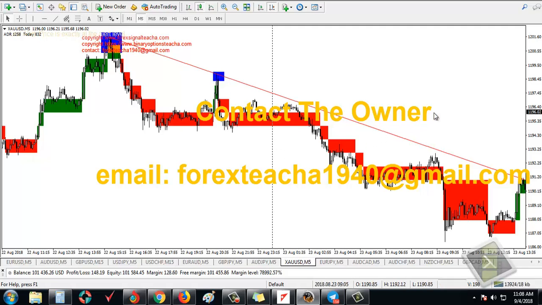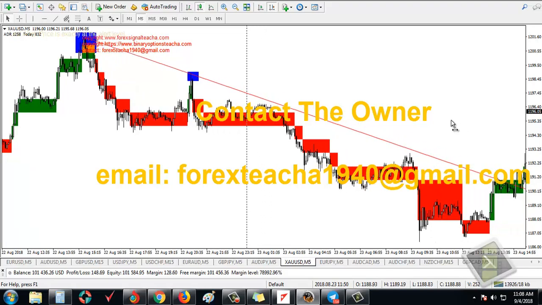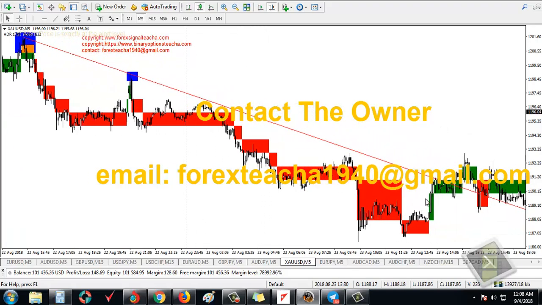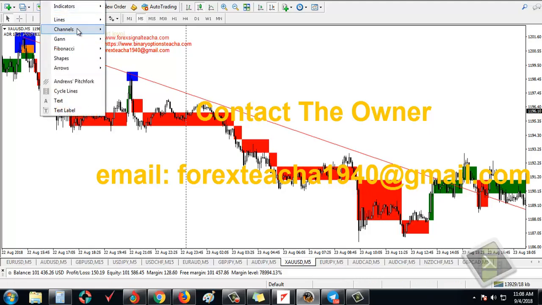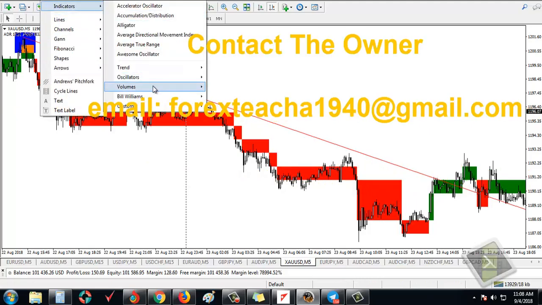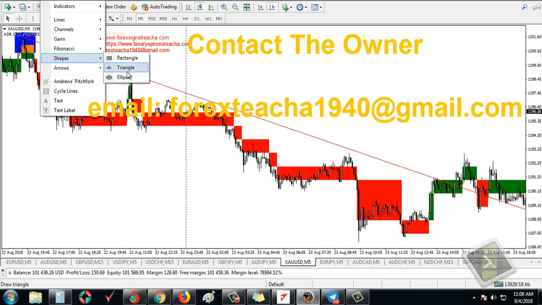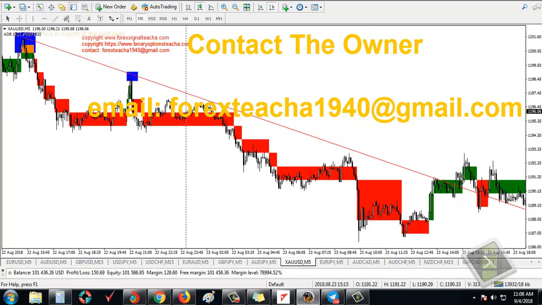Okay, so let's follow this. Right, there is a breakout. The first time it closes outside there, so this is the breakout. It closed on top of there. Let me use a proper tool here.